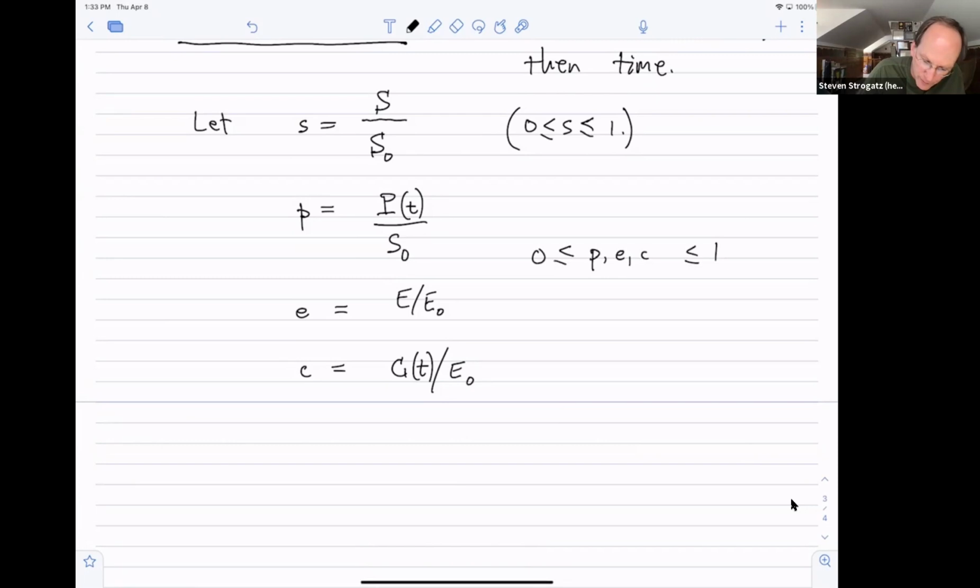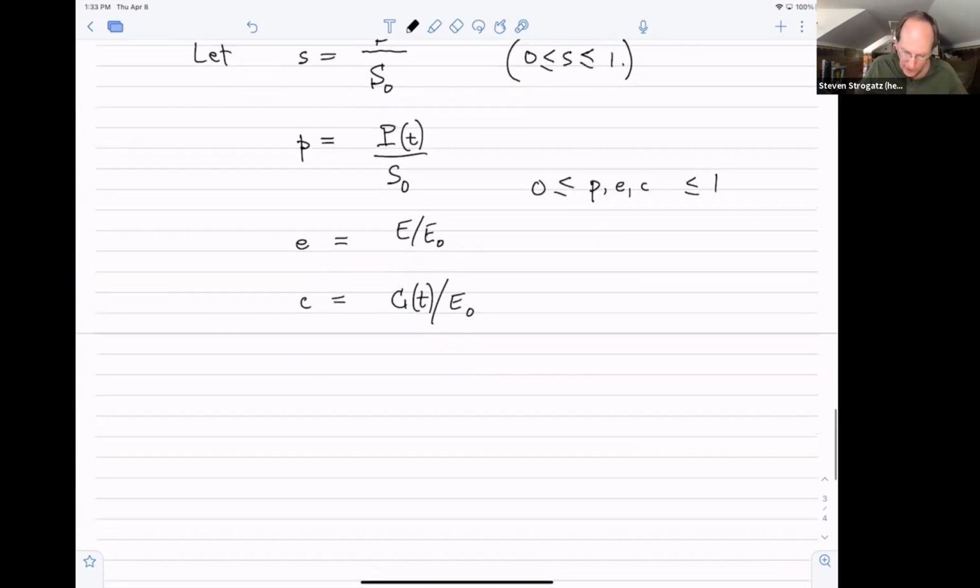Actually, I started with some initial S, so that's safe. I'll say less than or equal to. All right, so anyway, those look like reasonable scalings, and now we have to do a bunch of algebra to clean up the rate equation.